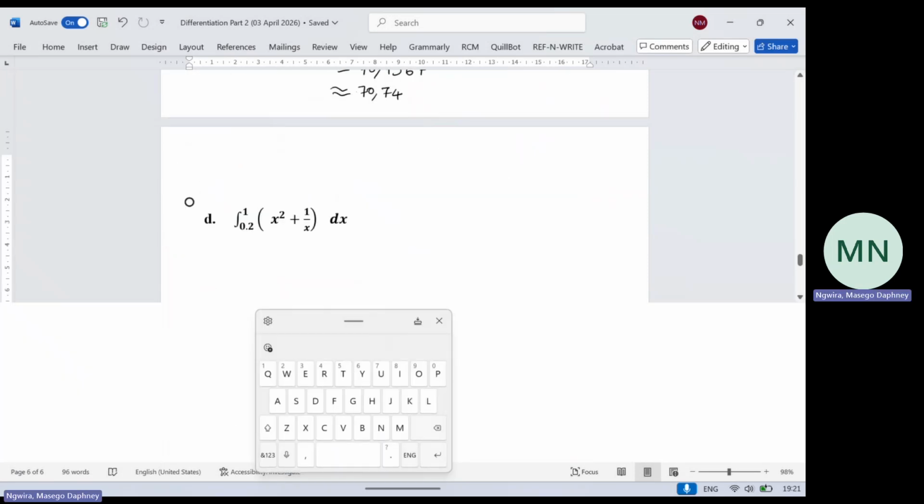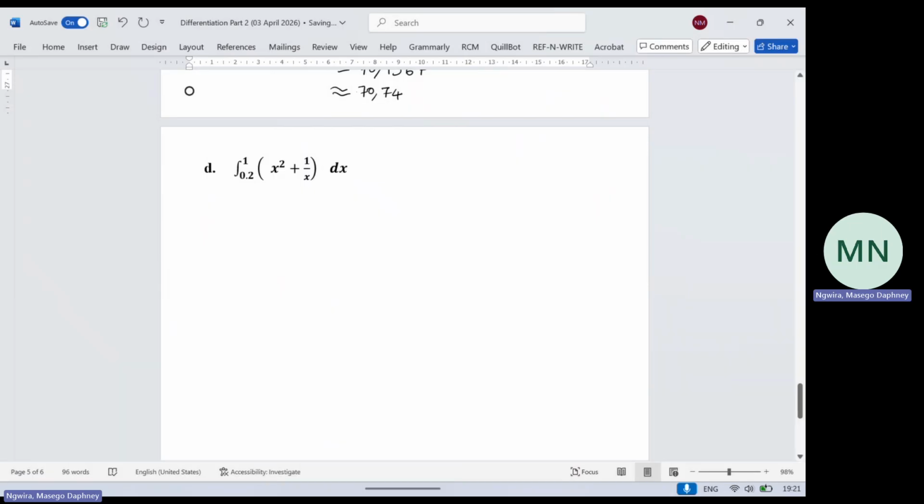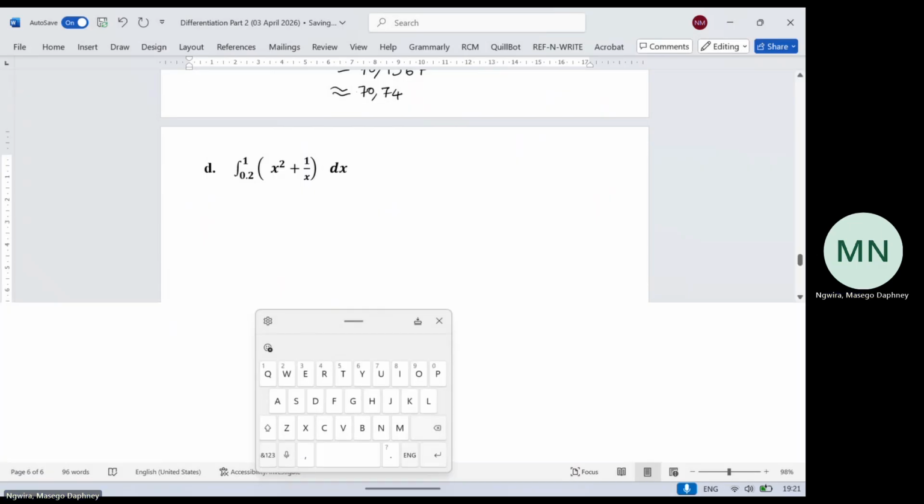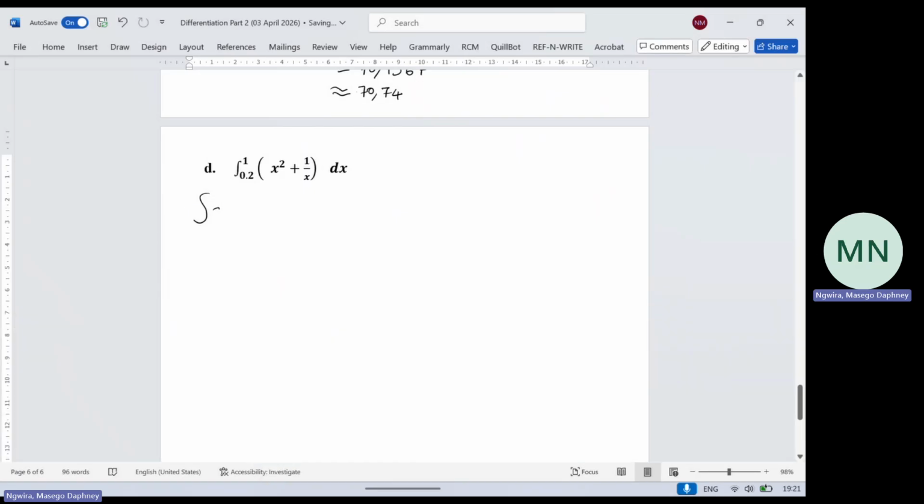So let's do the last one, and then that will be it. The same thing happens: we need to find the integration of this. So this will be the integration of x squared plus 1 over x dx. Remember we said that the integration of 1 over x dx is equal to ln x. Please don't forget that, ln x plus c.